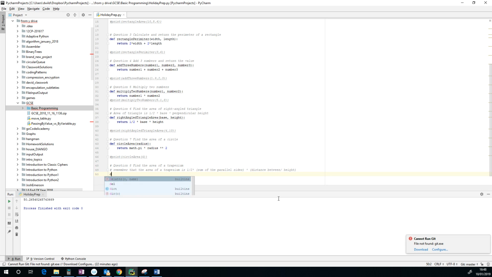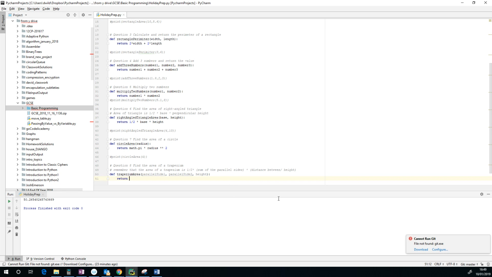Okay, so def trapezium_area. And what do we need? If I said to you, what's the area of a trapezium? You'd say, it depends on the lengths of the parallel sides and how far apart they are. And they become the parameters to the function. So let's do parallel side 1, parallel side 2, and the distance between them, we're calling the height, H-E-I-G-H-T, colon.